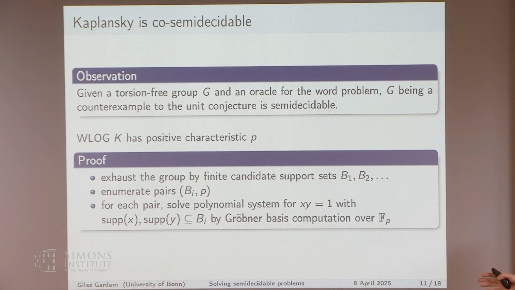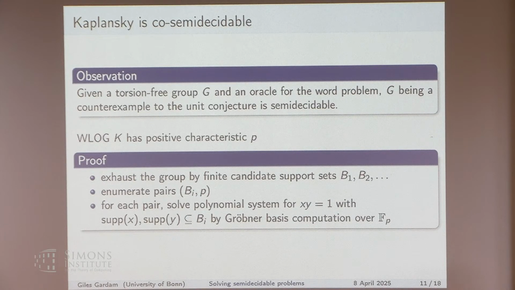If you don't like the fact that we're talking about Gröbner basis computations, alternatively, you can just appeal to the fact that if there is a solution, then there'll be a solution where the coefficients are in some finite field. So instead of enumerating primes, you can actually just enumerate all finite fields. And then you can just check by exhaustive enumeration whether there's a solution to that system.